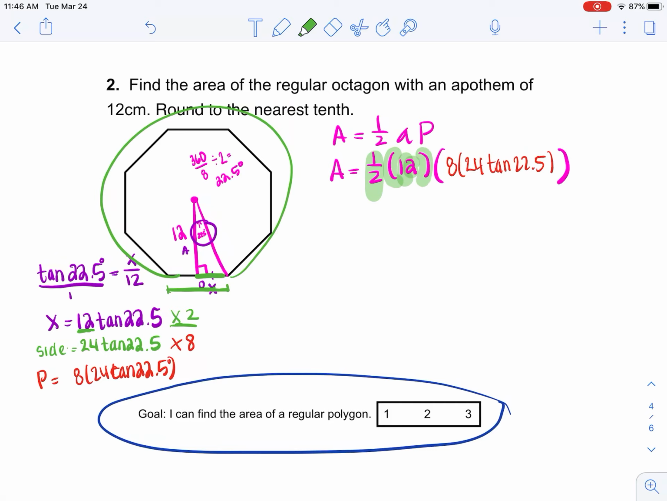All right, so now I have to put this in my calculator. So in my calculator, I'm going to do 0.5, parentheses 12, close parentheses. Open a new parentheses, 8. Open another new parentheses. 24 tan 22.5, close parentheses, enter.